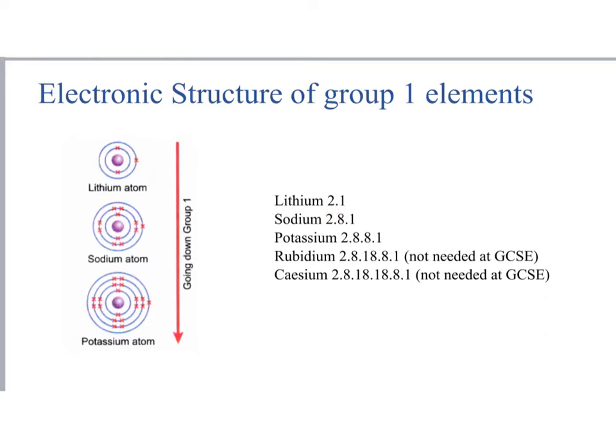So lithium is in period 2. It has 2 electrons in its inner shell and then 1 in the outer shell. Sodium, 2 on the inner shell, 8 on the next shell, and 1 in the outer shell, and so on. You can see that each time you go down the group, you gain an extra shell, but the last shell always has only 1 electron in it. So there is a similarity between them and a difference. We're going to need those later.